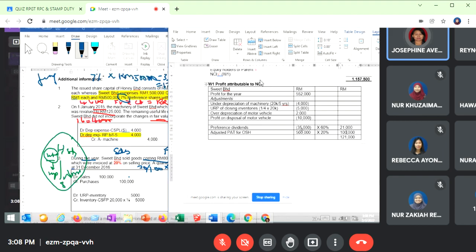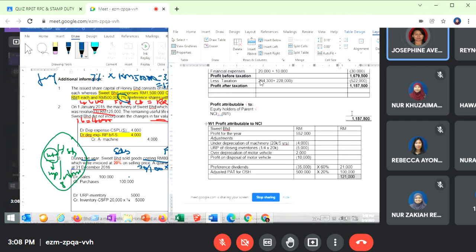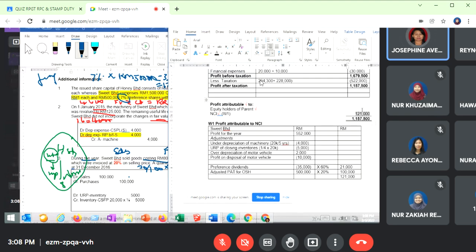Preference shareholder profit is in the form of dividend, and they have 60% interest, right? 21. So you add these two figures, you will get 121. Once you get that figure, you will put it there, and then for the parent, that will be the balancing figure.